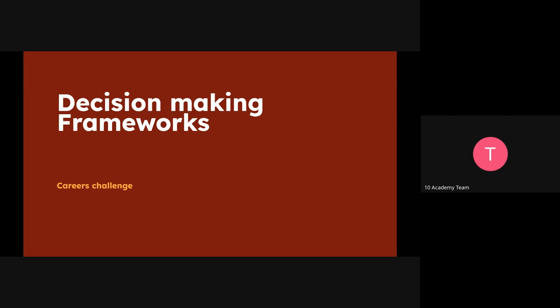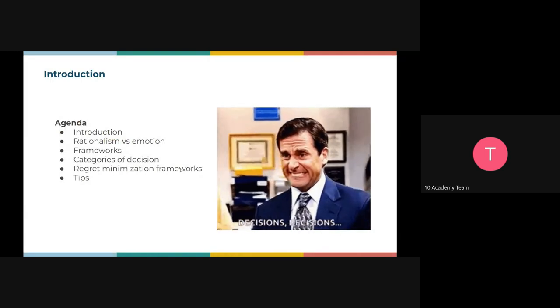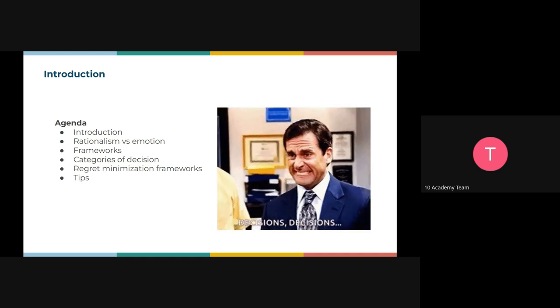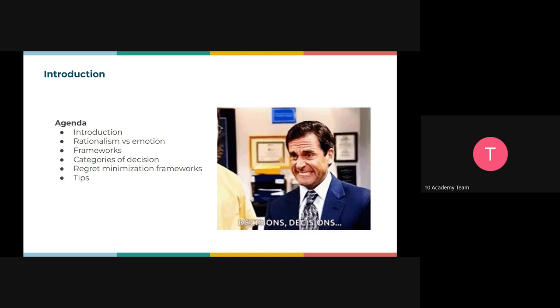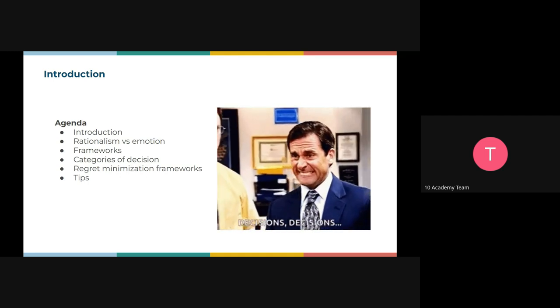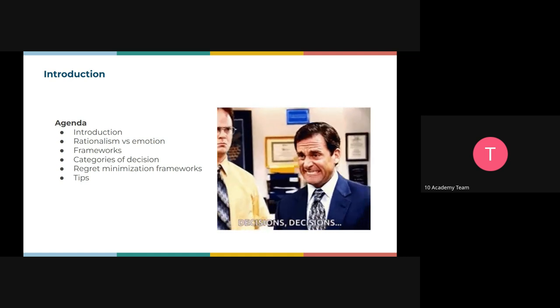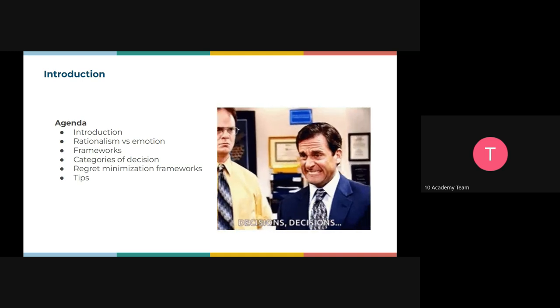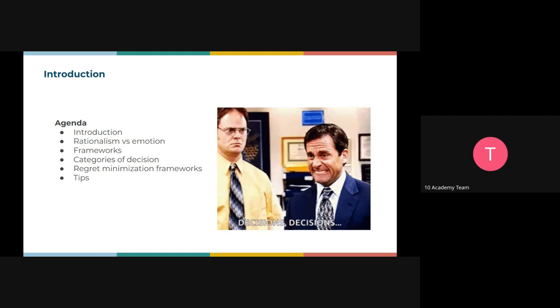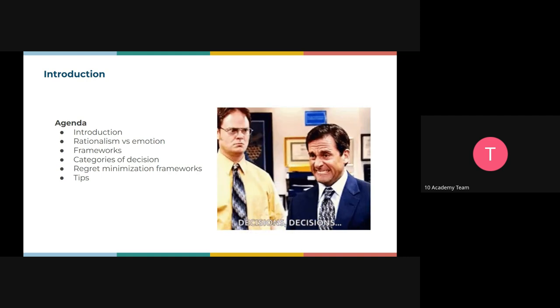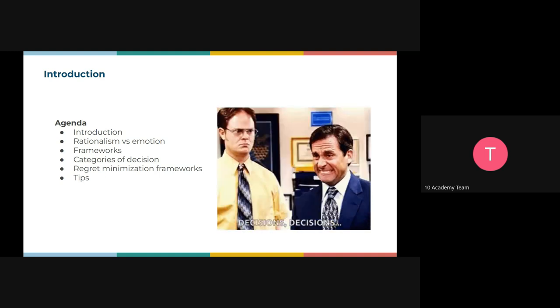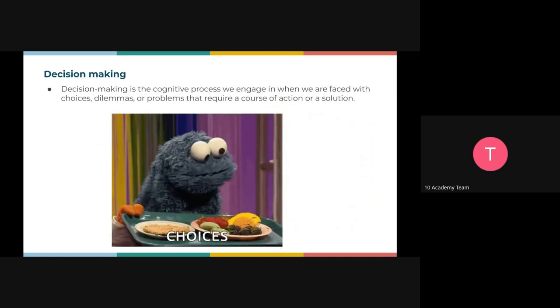make proper decisions. So for today, we're going to look at a small introduction on decision making, and then we're going to talk about rationalism versus emotion, which is basically what influences us to make decisions. And then we're going to look at the different frameworks too. So we have the Jeff Bezos framework and also the regret minimization framework. And I'm also going to talk about the different types of decisions and tips for you to make better decisions. So I hope this will be fun for you, and I hope it's going to help you the next time you're faced with a strong decision to make, make better decisions.